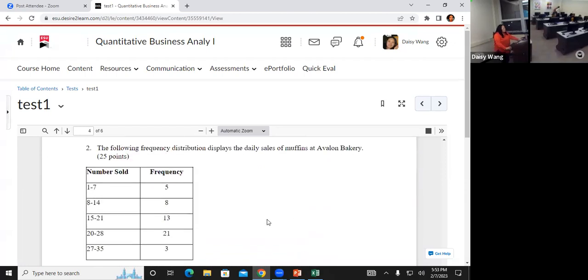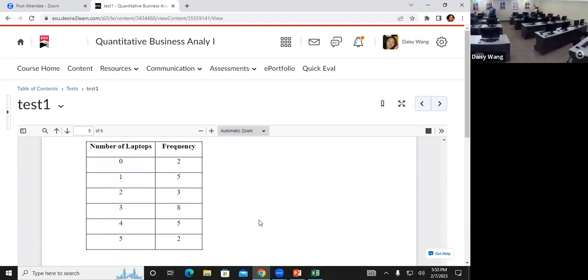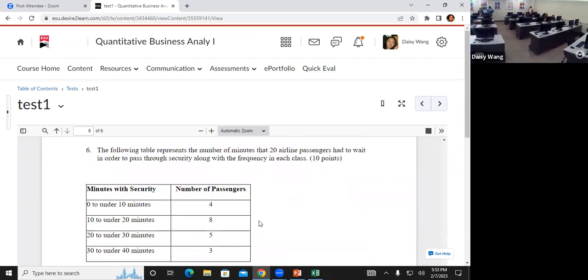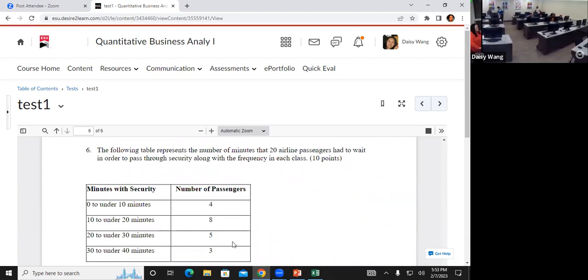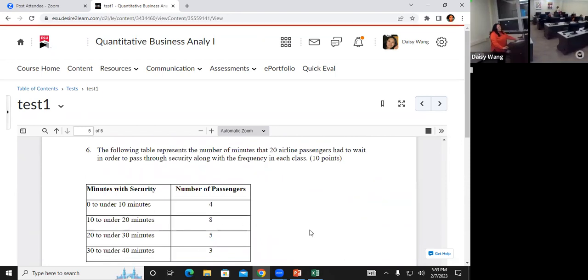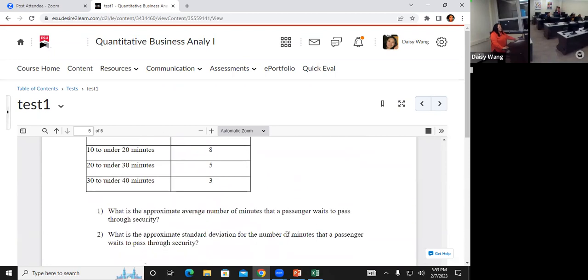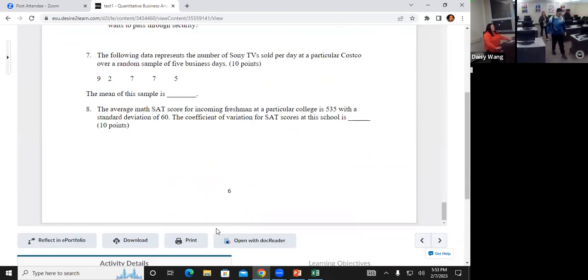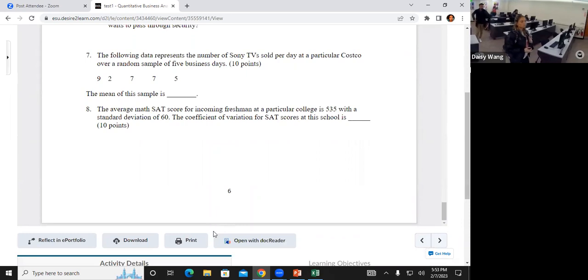Like this one, you will have to use the group data. So for this one, oh, it's actually easy, I think.